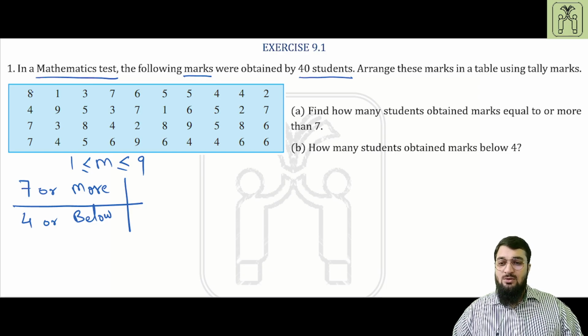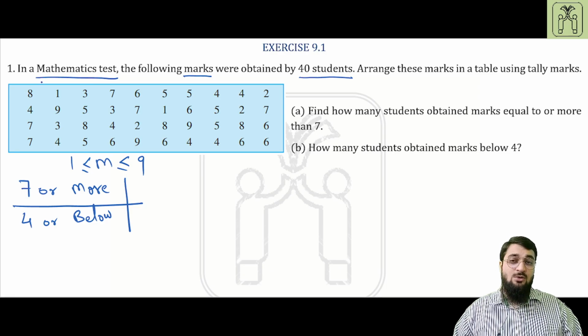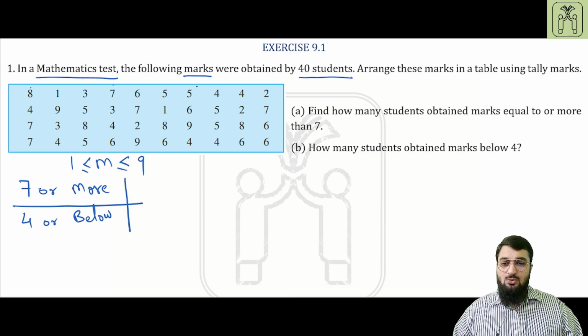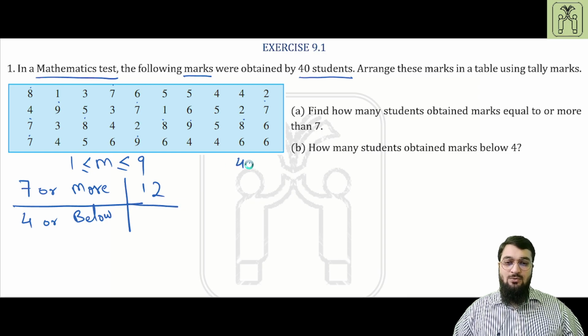7 or more. So 7 or more, I just start counting. You can also count in your mind on your own. 1, 2, 3, 4, 5, 6, 7, 8, 9, 10, 11, 12, only 12. So 7 or more is a total of 12, or for the remaining, either you can do the counting, or you can just make 40 minus 12 and you will get the answer. So I'll do 40 minus 12.